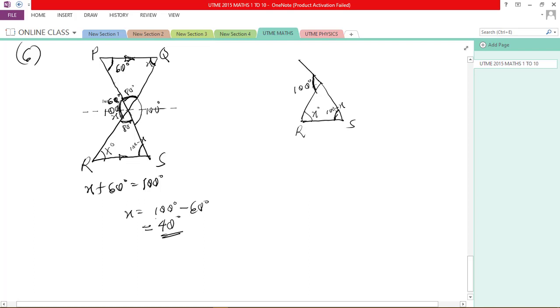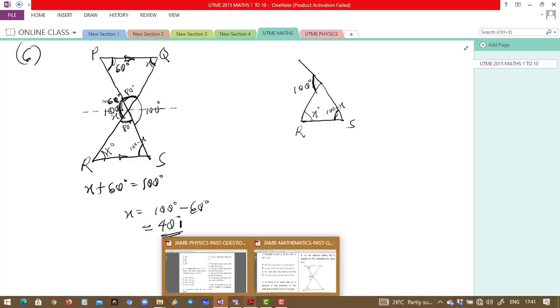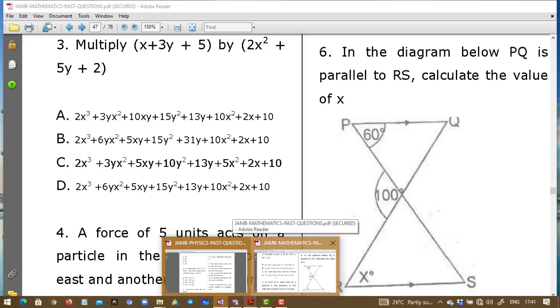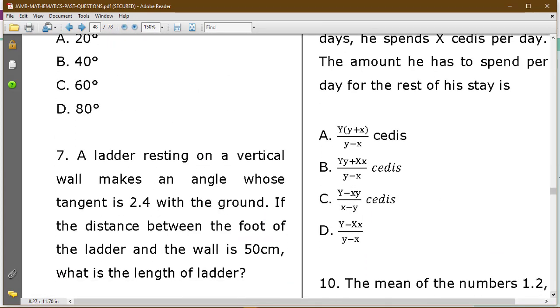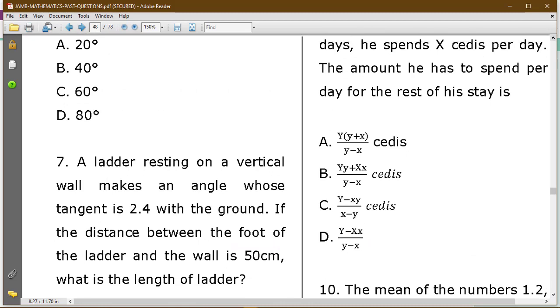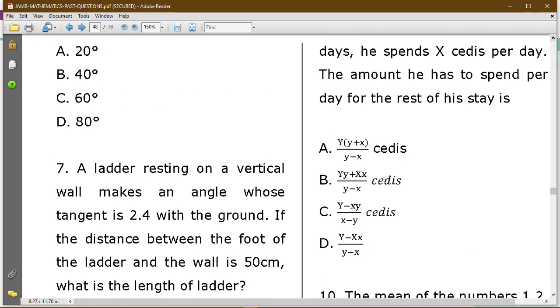So all these parameters I've done, we don't even need them. All we need is this place is 60, equal to this place, alternate angle. This place is X, equal to this under here, alternate angle. X plus 60 degrees is equal to 100 degrees. So here we now have X equals 100 minus 60. Let's see the options. Oh, the options are here. So the answer here is B.